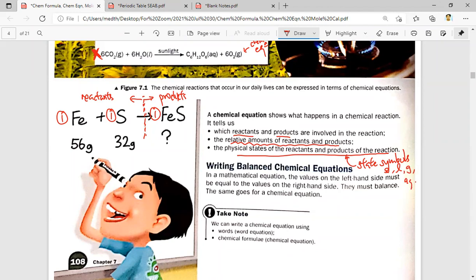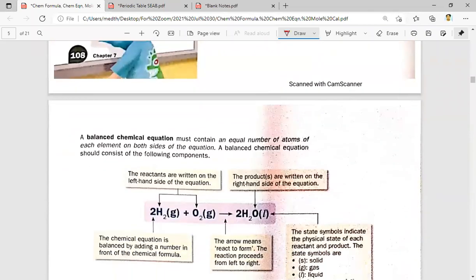Next part, writing balanced chemical equations. Whenever we are balancing a chemical equation, we are trying to make sure that the values on the left-hand side must be equal to the values on the right-hand side. That's for a mathematical equation, right? But the chemical equation is the same. We are trying to make the left-hand side equal to the right-hand side. So let's go further into details.